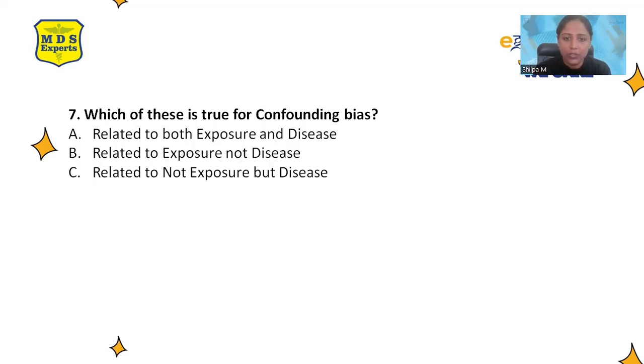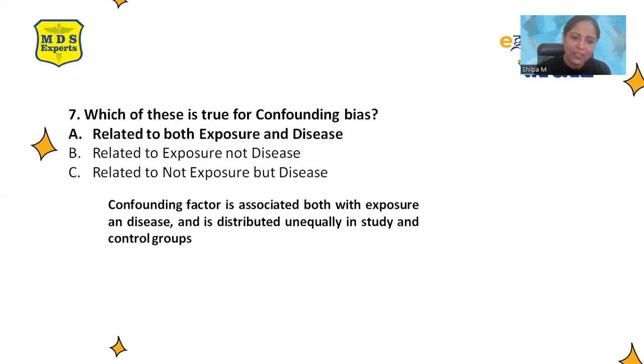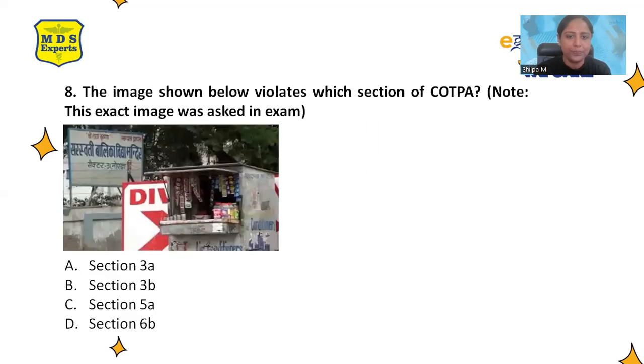Now we come to a question on general epidemiology, that is confounding bias. Which of this is true? So if we just define confounding, we'll get the answer here. So confounding is one that is related to both exposure and disease and is distributed unequally in study and control groups. So anywhere you have a choice left, students, of course it's a wrong choice only, but still if you want to recall, please put it in the comment section.